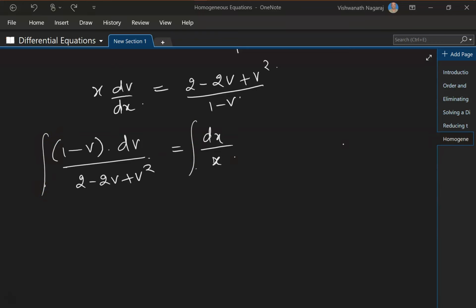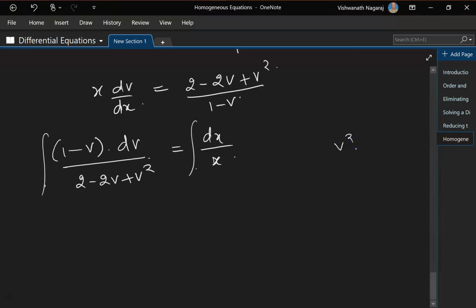The denominator v square minus 2v plus 2. If we differentiate it, we get 2v minus 2, right? But in the numerator we have minus v plus 1, right? So if we get this somehow 2v and change the signs, we'll be able to have it in some standard form.